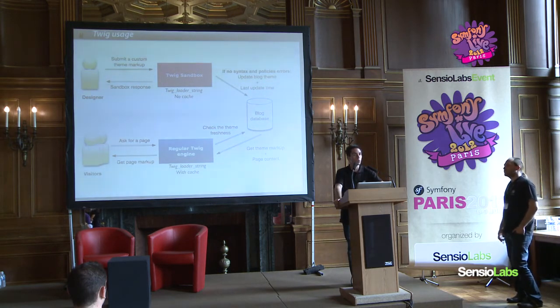Et donc, au niveau frontal, la partie inférieure, sur les visiteurs, une personne va demander une page. Là, notre moteur de rendu du thème, qui va utiliser le thème, le rendu Twig classique, va vérifier en base de données si le thème est plus frais ou non que celui qu'il y avait en mémoire. Et s'il est plus frais, il va récupérer le thème, le contenu de la page à charger, et va regénérer ça avec Twig.